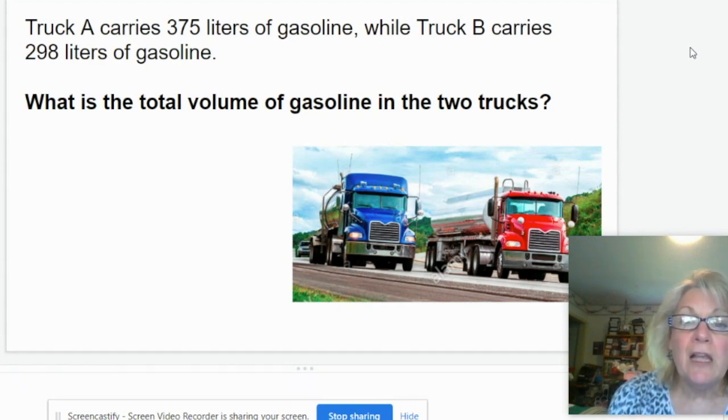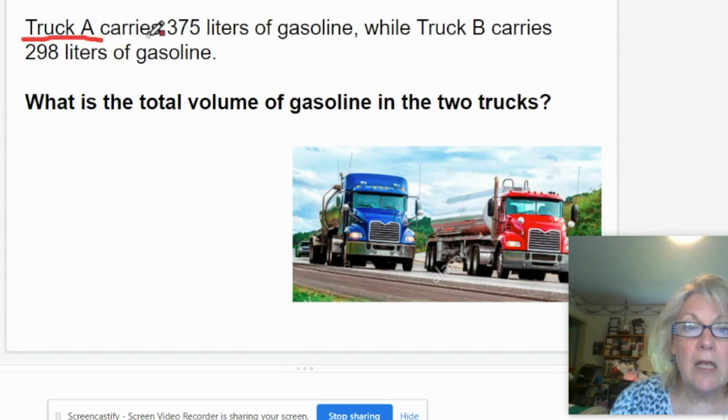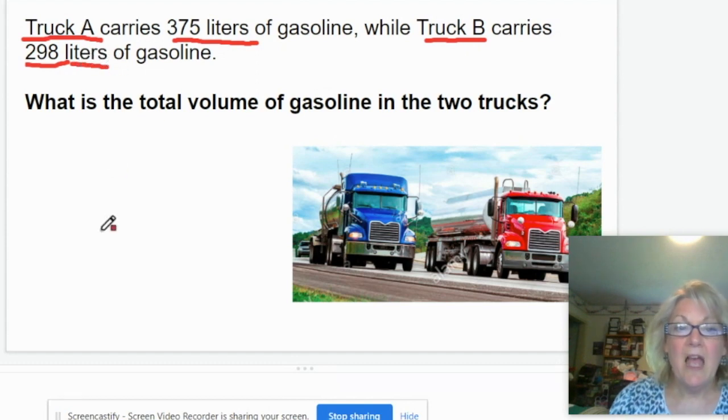Well, I've already learned that liters are a form of measurement for volume. And in my story, I see the two trucks both carrying gasoline. So I'm thinking of the story and what is going to happen. So now I'm ready to take my marker here and underline my key important information. So truck A carries 375 liters and truck B carries 298 liters. Oh, let me not forget the liters. What is the total volume of gasoline in the two trucks is my question.